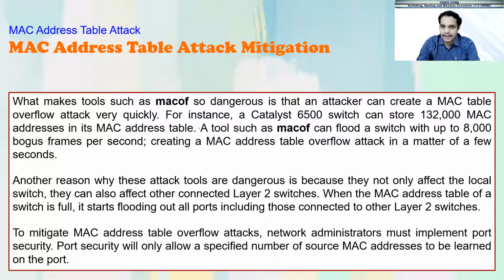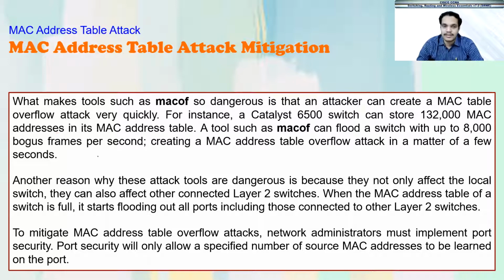Consider this as an example. A Catalyst 6500 switch can store up to 132,000 MAC addresses in its MAC address table. A tool such as macof can flood a switch with up to 8,000 bogus frames per second, creating a MAC address table overflow attack in a matter of a few seconds. So it is very easy and very fast.